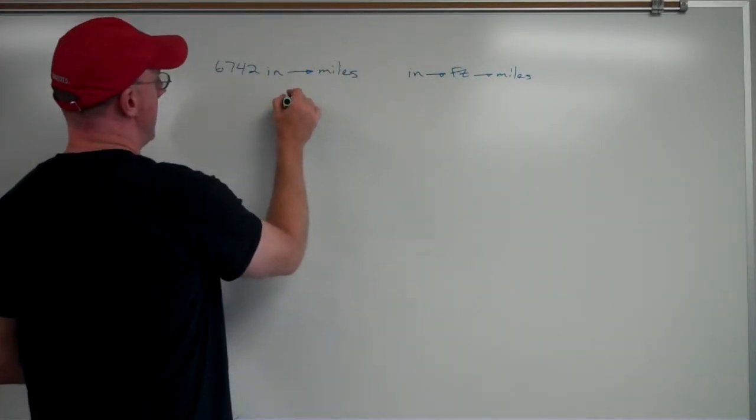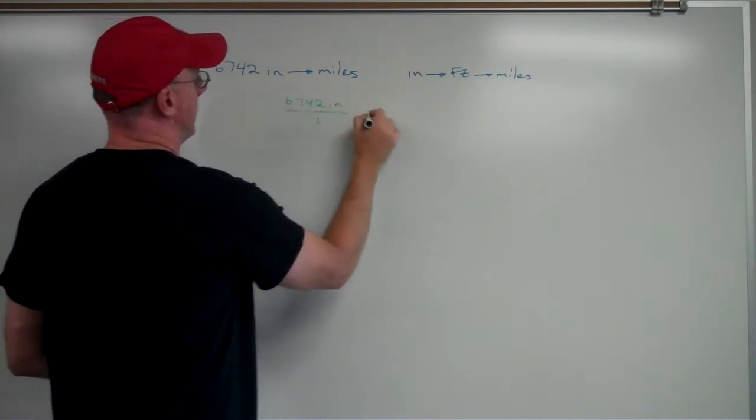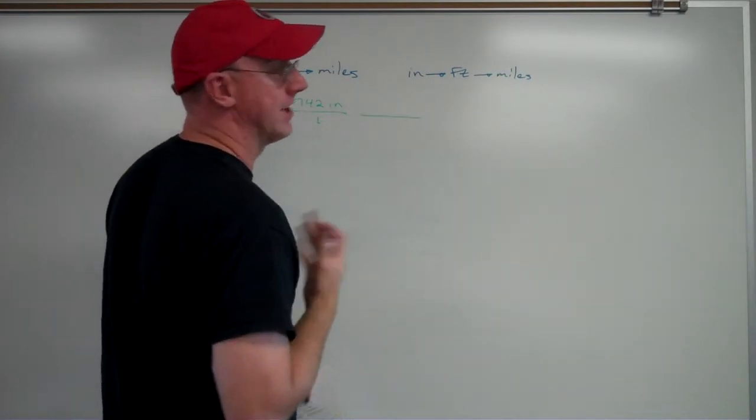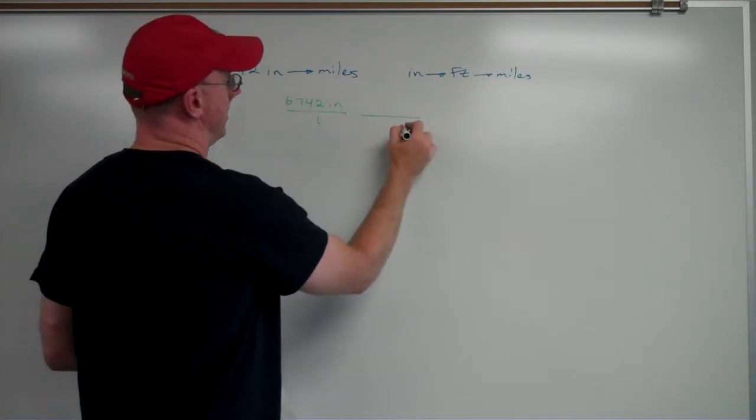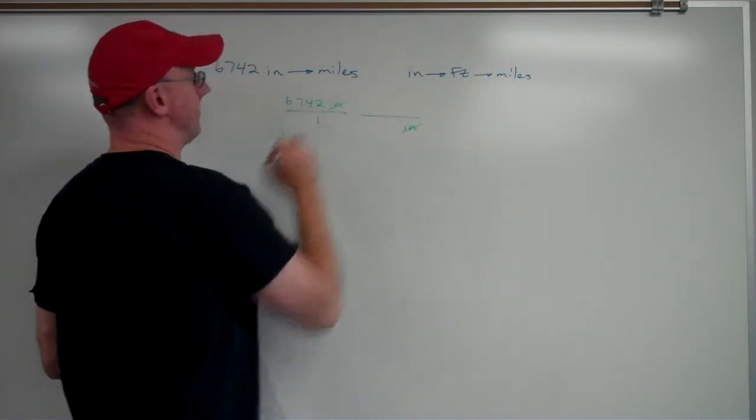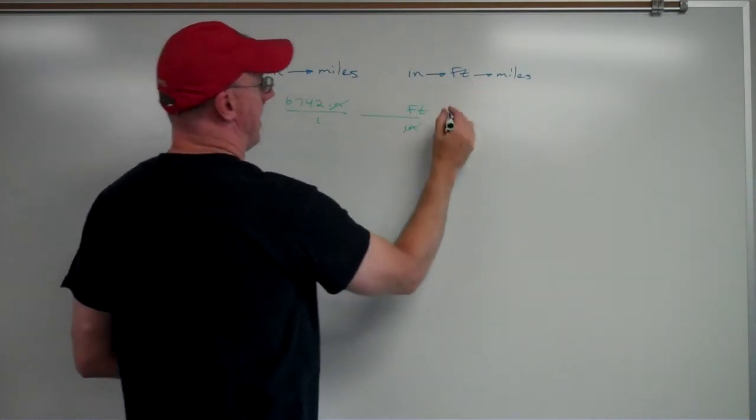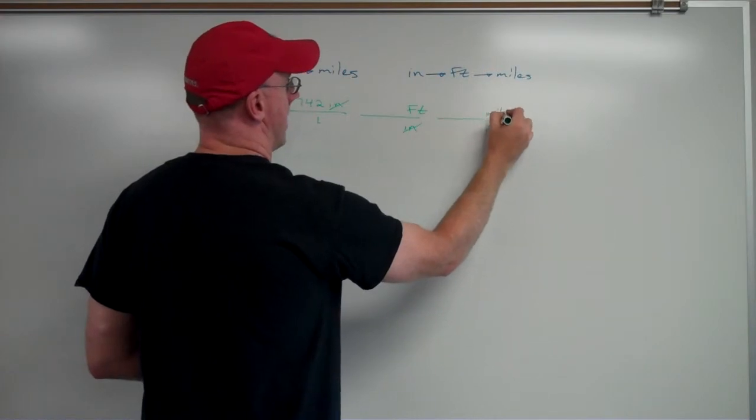So you put what you're given on top, 6742 inches over 1. Set it up as a series of fractions if you want to think about it that way. So your thought process is inches on top, so I need inches on the bottom to reduce it. I'm going to feet, and then feet to miles. So feet's on top, so feet's on the bottom on the next step.